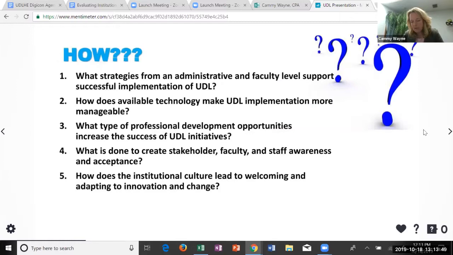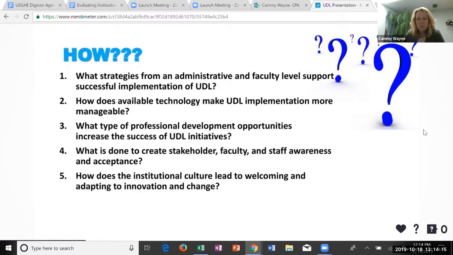So with so many college initiatives, our college in particular was really struggling to keep UDL on the radar. You know, there's so many new ones that come out, it feels like every semester. I thought it was important to do some research and look for ways to not only get colleges to start implementing, but to keep that momentum. And through the research, I came up with these 5 questions.